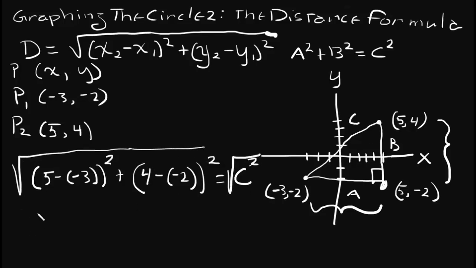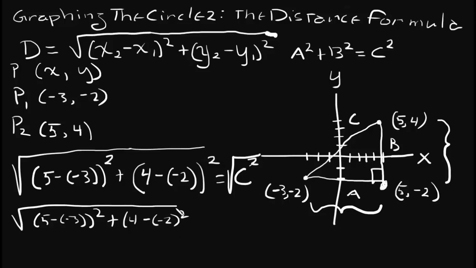And on the left-hand side, now we have the square root of the x sub 2 minus x sub 1, the further x coordinate, minus the other x coordinate. So we have again 5 minus negative 3 squared plus 4 minus negative 2 squared. This is going to be equal to the square root of c squared, which is equal to c.